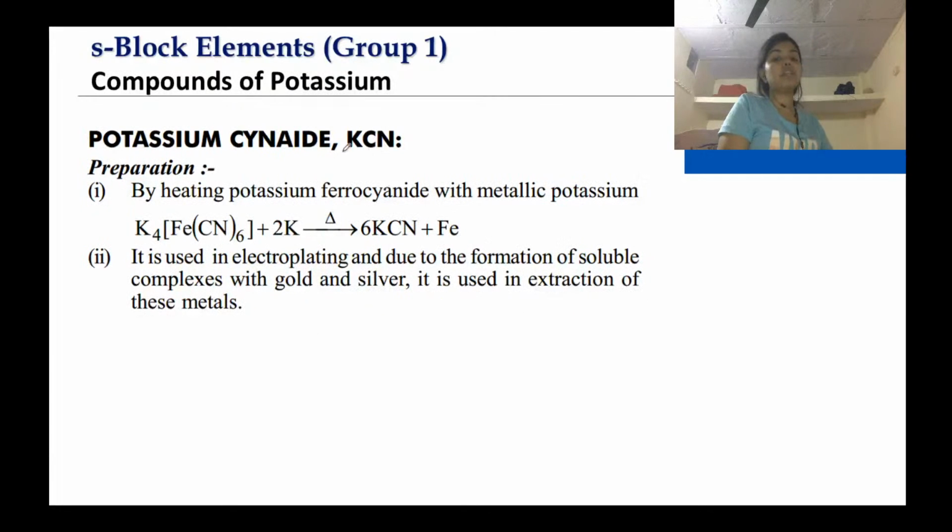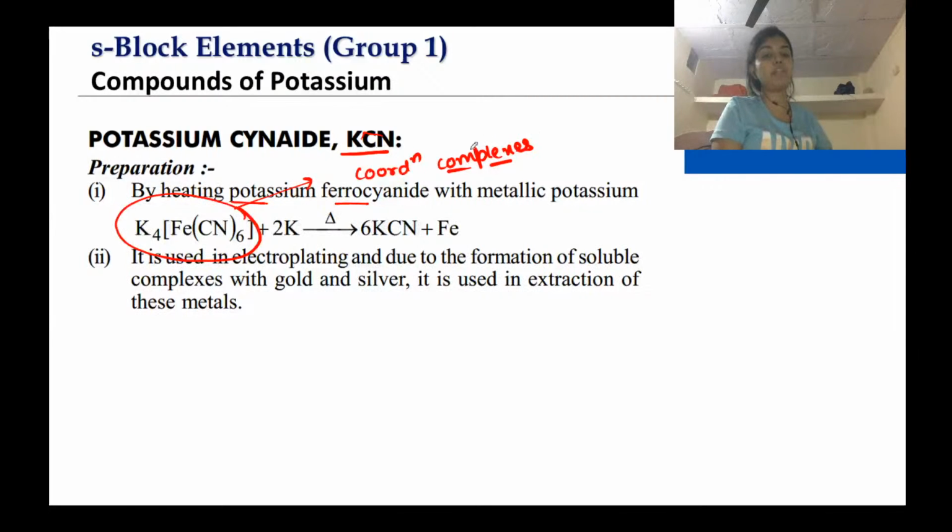Now the next one is potassium cyanide, KCN. Its preparation is when you heat potassium ferrocyanide. This is a type of coordination complex that you will learn in your 12th class chemistry. The complexes which are enclosed in square brackets are known as what? Coordination complexes, which we study under coordination chemistry, which is there in your 12th class.